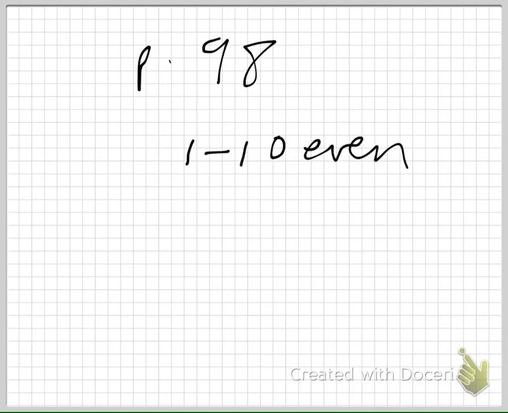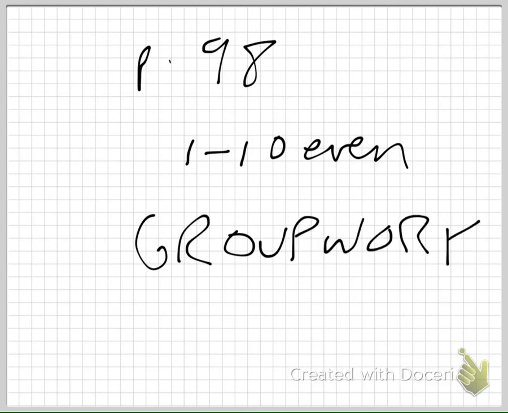I'm going to allow you guys to get in partners. I will choose them. Nobody gets excited? Let me just tell you what you're doing so you can get started. This will be collaborative learning. What's collaborate mean? To work together, right? So this is page 98, 1 through 10, even. This is group work. You may use one paper for your group.